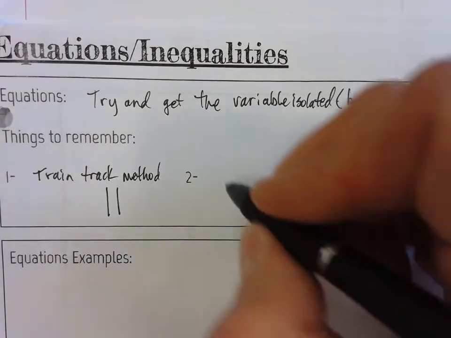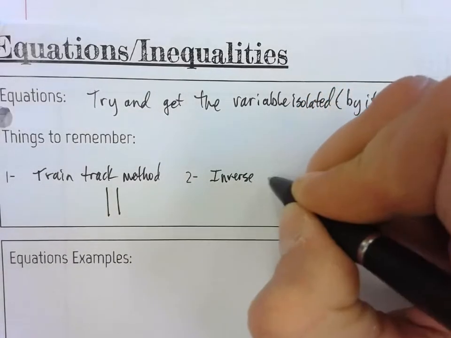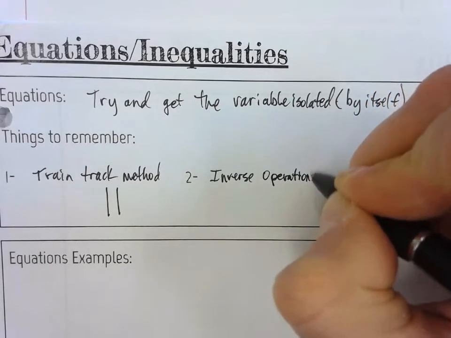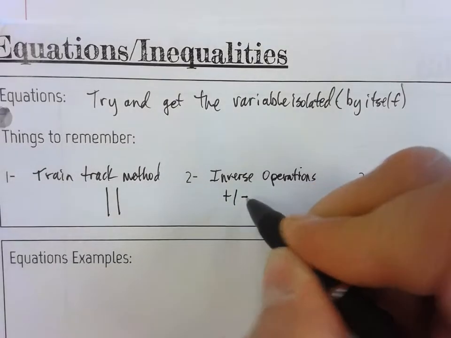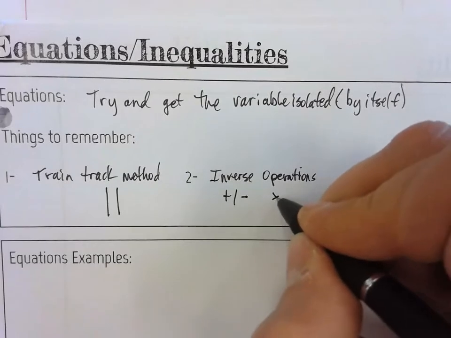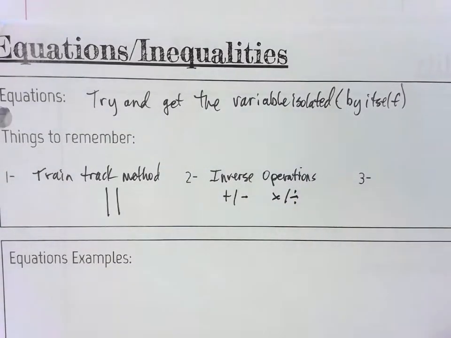Okay. Second thing is, make sure you remember that we're using inverse operations. Inverse operations means, of course, if it's got adding, we're going to use subtracting to cancel it out, or if it's got subtracting, we're going to do adding to cancel it out. If it's got multiplying, we're going to use divide to cancel it out. If it's got dividing, we're going to use multiply to cancel it out.